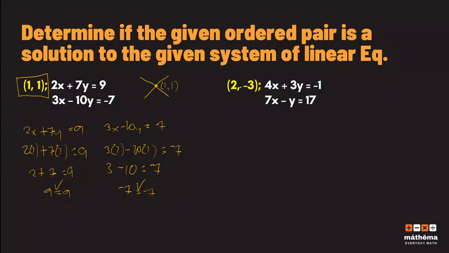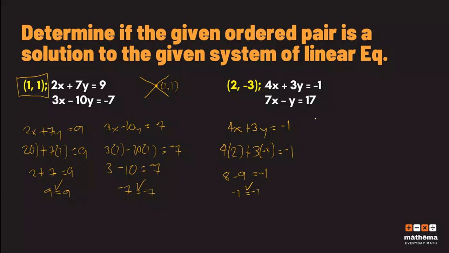Next, we have 2 and negative 3. So first equation, we have 4x plus 3y equals negative 1. And then x is 2 and y is negative 3, so 4 times 2 plus 3 times negative 3 equals negative 1. 4 times 2 is 8. 3 times negative 3 is negative 9. 8 minus 9 is negative 1, and that is equal to negative 1.